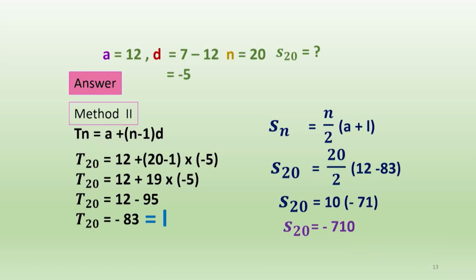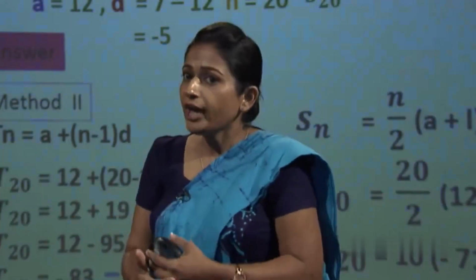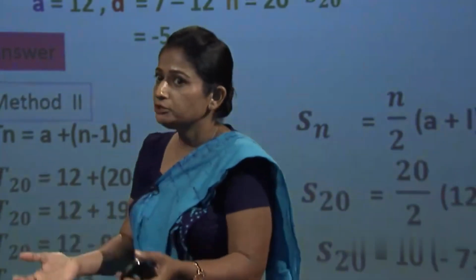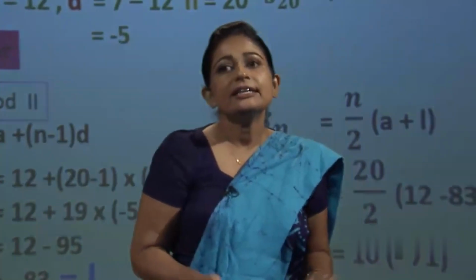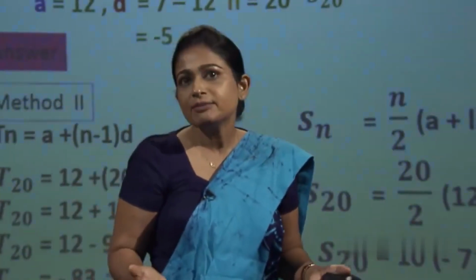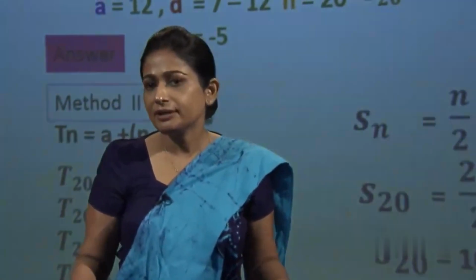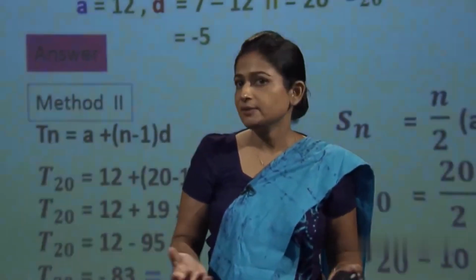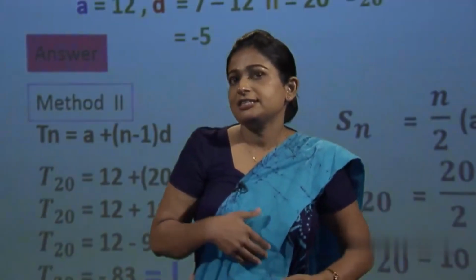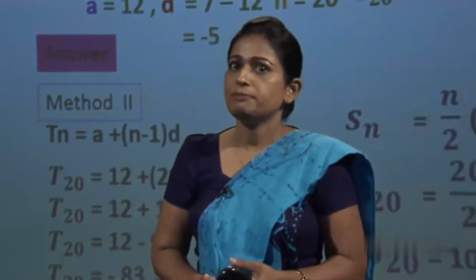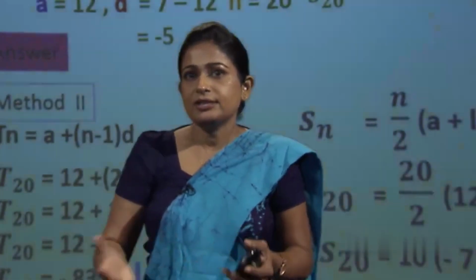I think you understood. Using both methods we can find the answer. So you practice both methods, then you can do the sums very easily. If you don't have the last term in the sum and you like to use Sn equals n over 2 times a plus L, then you find the last term first. How do you find the last term? By using Tn equals a plus n minus 1 d. If you like to use Sn equals n over 2 times 2a plus n minus 1 d, then you use that.